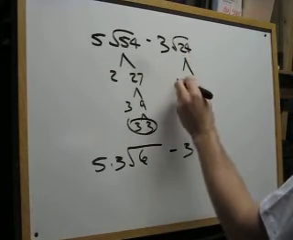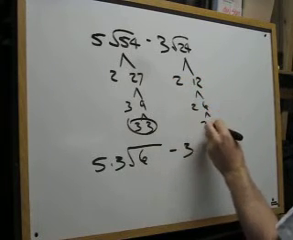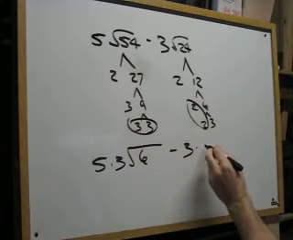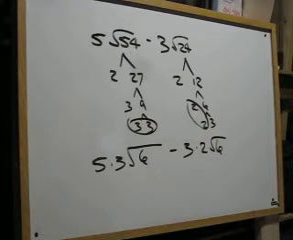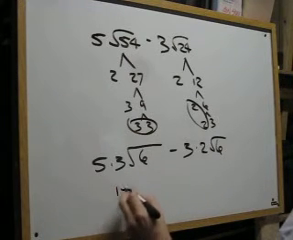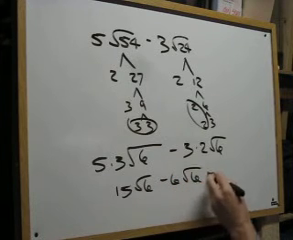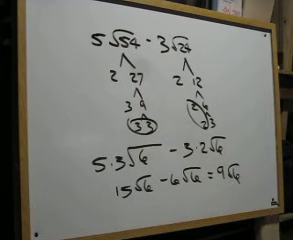Our 24 changes to 2, 12, 2, 6, 2, 3. So I've got a couple right here. So I'm going to bring that couple out and leave my 6 in there like that. So now I've got 15 square root of 6 minus 6 square root of 6 gives me 9 square root of 6, and I'm done.